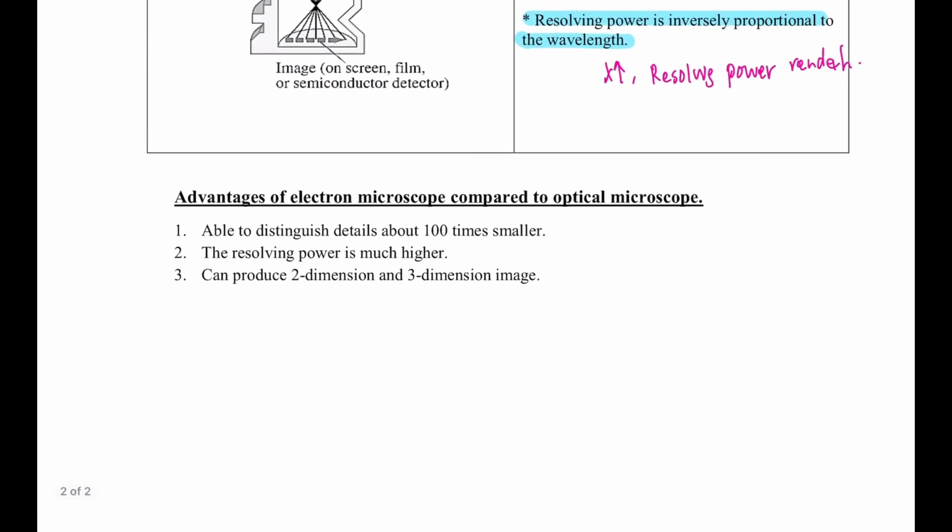Okay, so apa betternya electron microscope compared to optical microscope? So first of all, it can distinguish details about 100 times smaller sebab lambda dia berkurangan sebanyak 100 kali. Okay, the resolving power is much higher. Okay, ingat lambda is inversely proportional with resolving power. Can produce 2 dimension dan juga 3 dimension image. Okay, so that's about it for chapter berapa kita ni?